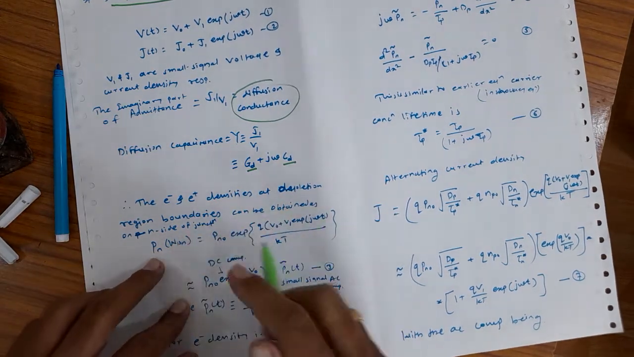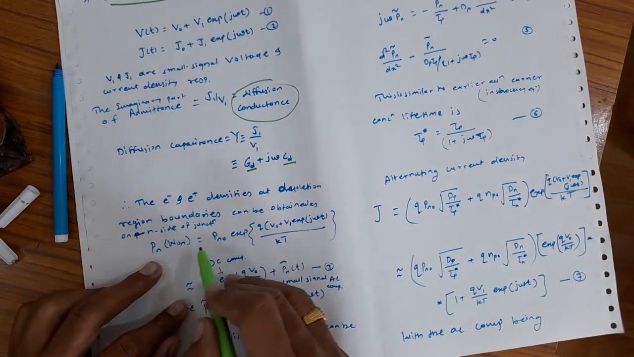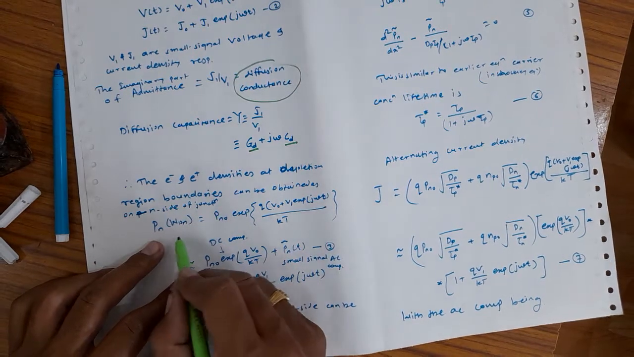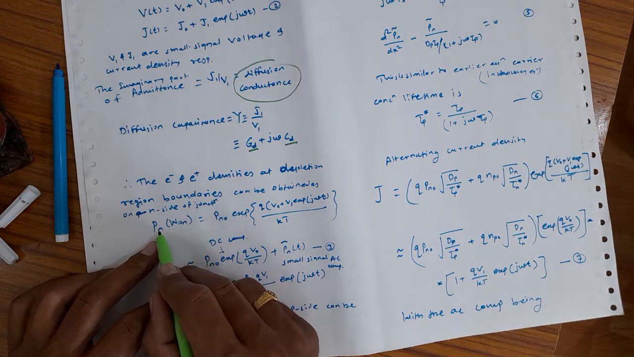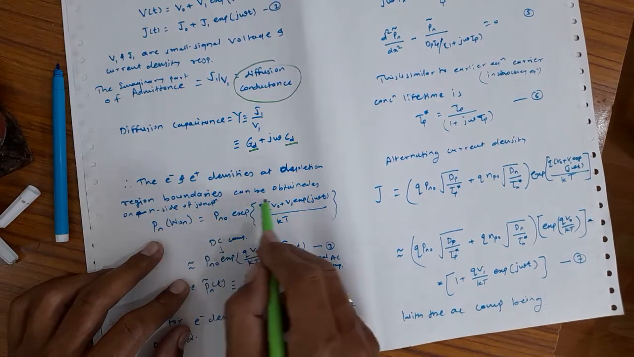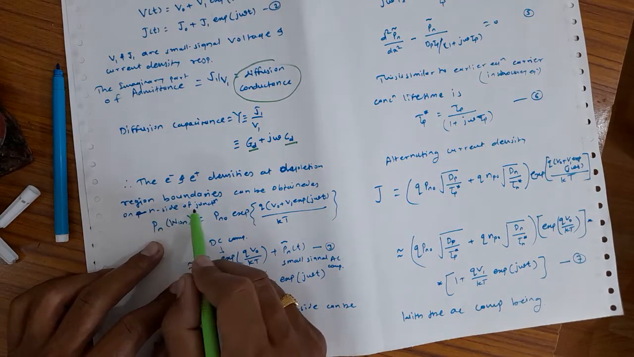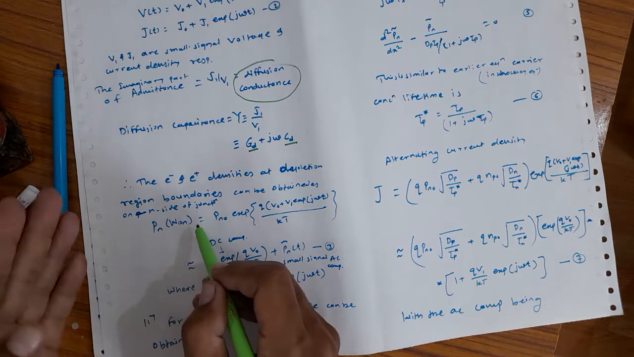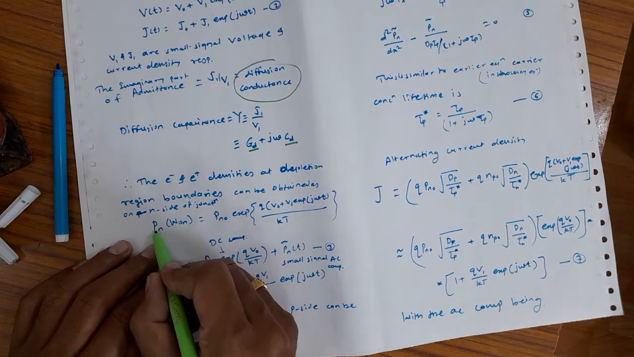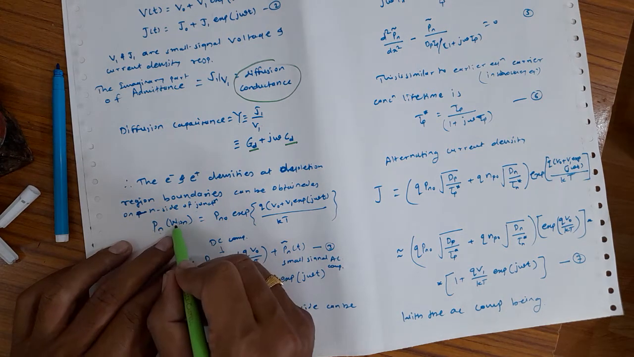So the electron and hole densities at the depletion region boundaries can be obtained on the p side of the junction. From the p side of the junction, how much is the electron density? It is represented with n, so np gives us the electron density on the p side region.